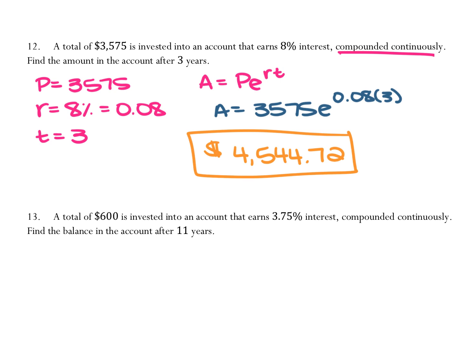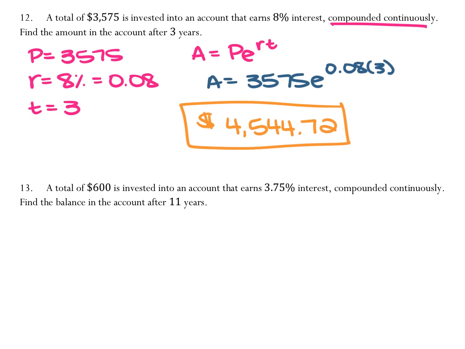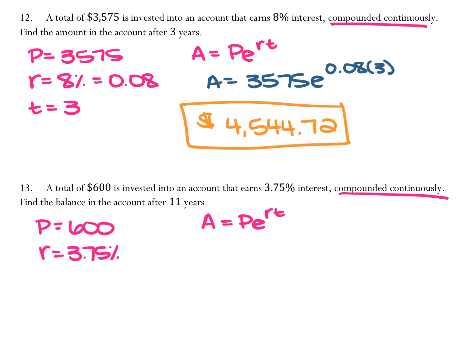For our last question, number 13, it tells you that a total of $600 is invested into an account that earns 3.75% interest compounded continuously. Find the balance in the account after 11 years. So your formula that you're using here is A is equal to P times E to the power of R times T. Your principal is the $600. Your rate is the 3.75%, which as a decimal is 0.0375. And then your time is 11.